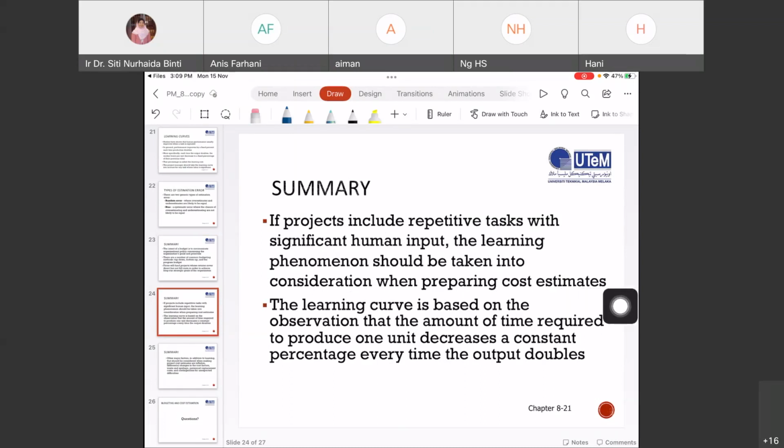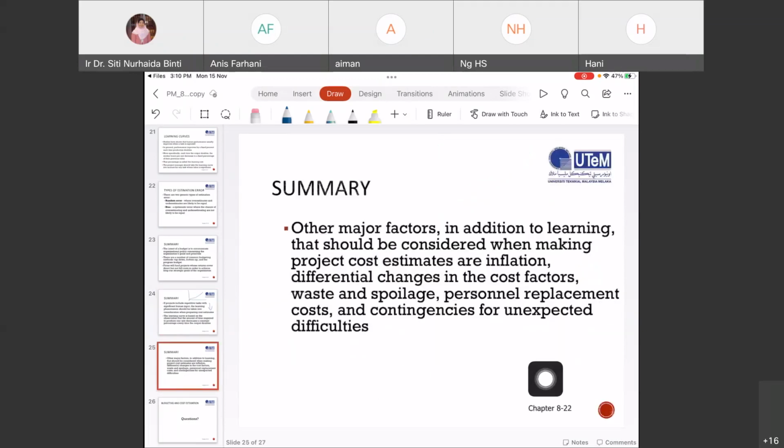So it is estimated lower labor costs as time increases. So the learning curve is based on the observation that the amount of time required to produce one unit decreases a constant percentage every time the output doubles.